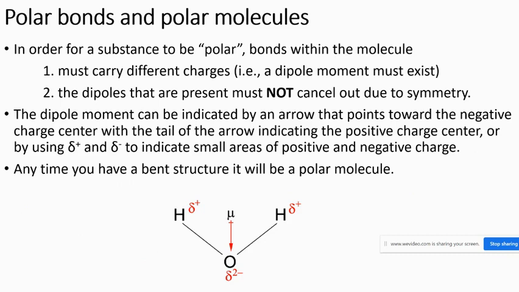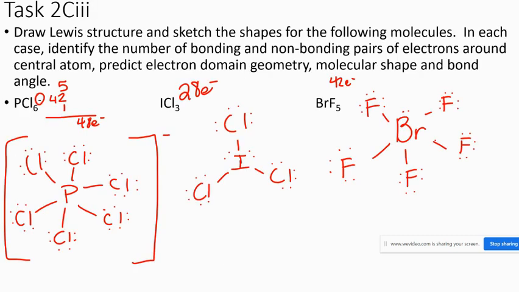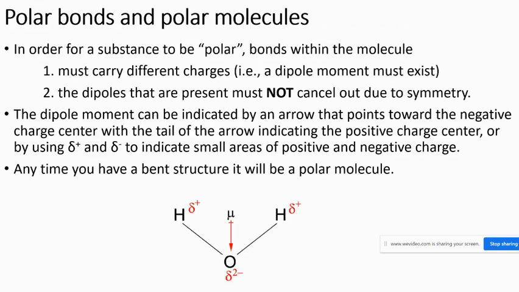Okay. All right, in order for a substance to be polar within the molecule, it has to carry different charges, and that comes down to electronegativities. Dipoles that are present must not cancel each other out due to symmetry. So this drawing here, there is an electronegativity difference quite a bit between the fluorines and the bromine here. Here, let's look at this one. Well, that has a charge though. That doesn't count either. I'll come back to that.